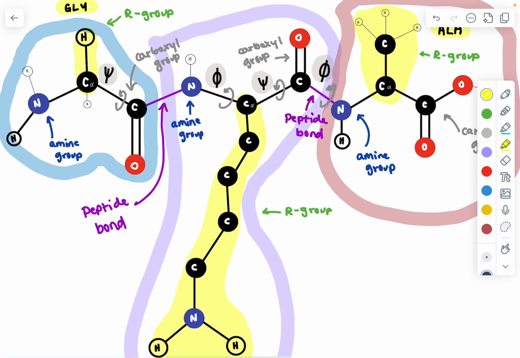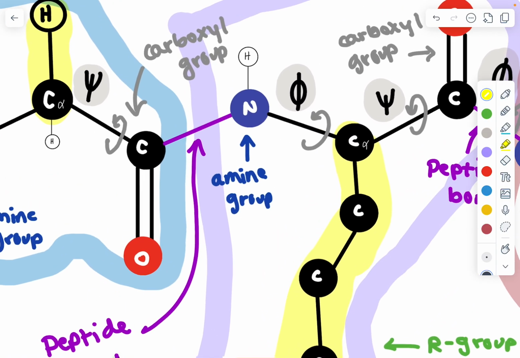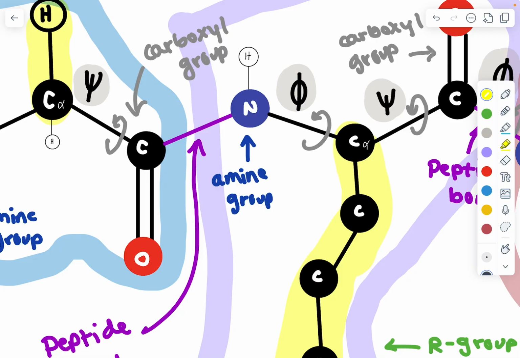So when it comes to peptide bonds, these connect each amino acid. They form between the carboxyl group of one amino acid and the amine group of the next. This linkage is rigid due to partial double bond character. When it comes to the phi and psi angles, each amino acid also has these rotational angles. Phi, as we can see here, is the angle around the nitrogen and alpha carbon bond, and psi is the angle around the alpha carbon and carbonyl carbon bond. These determine how the polypeptide folds into secondary structures.